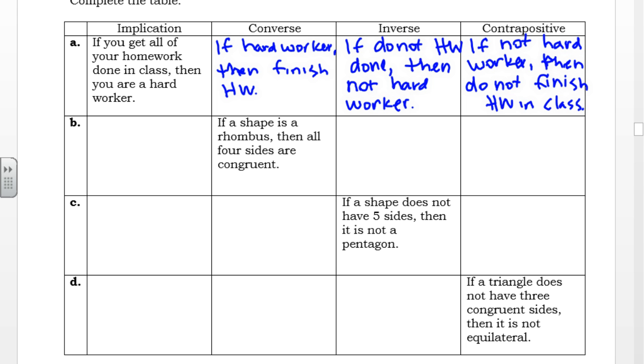Letter B gives me the converse. It's giving me a statement that's already been reversed. If a shape is a rhombus, then all four sides are congruent. So the implication would be to write the converse of the current converse. So we're going to reverse it. If all four sides are congruent, I'm going to kind of go shorthand here. If four sides are congruent, then it's a rhombus.